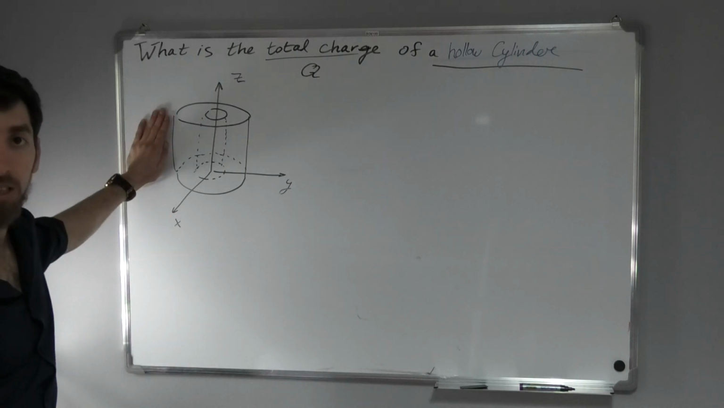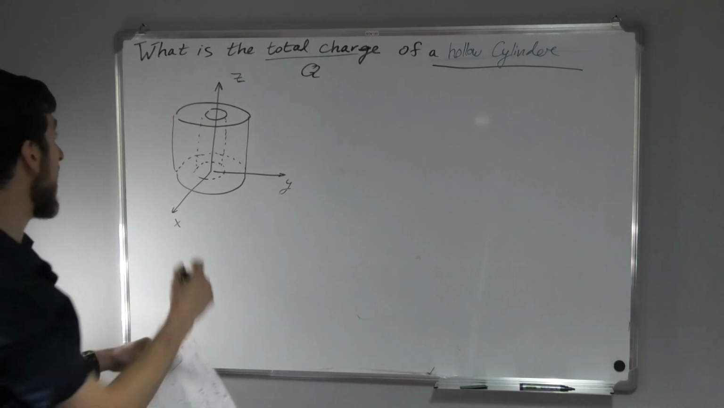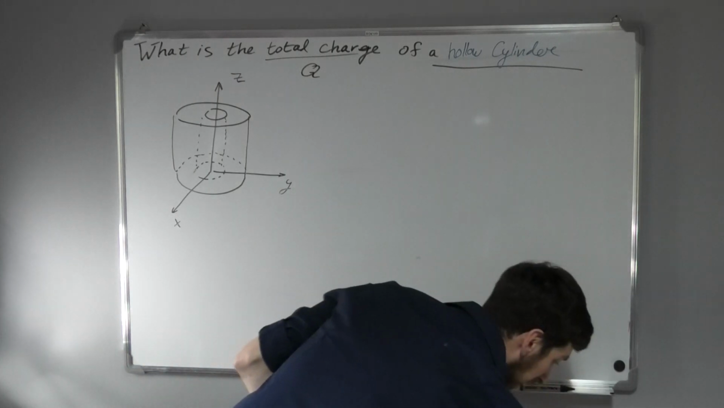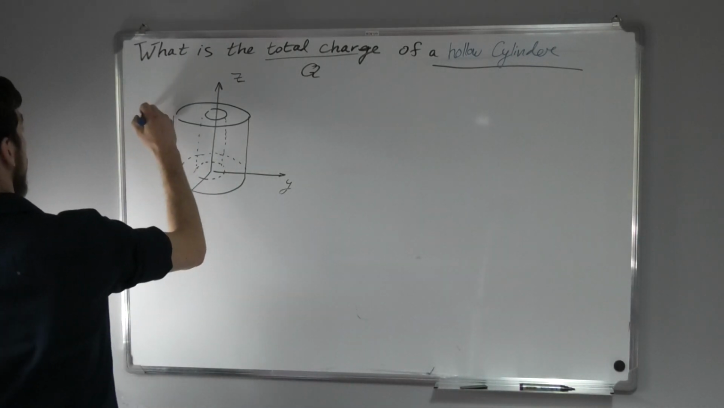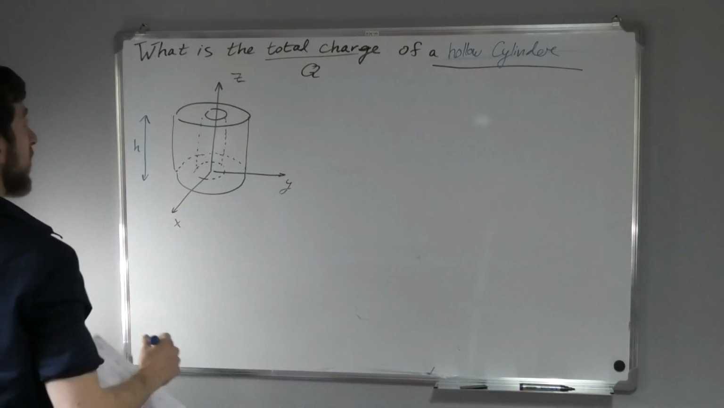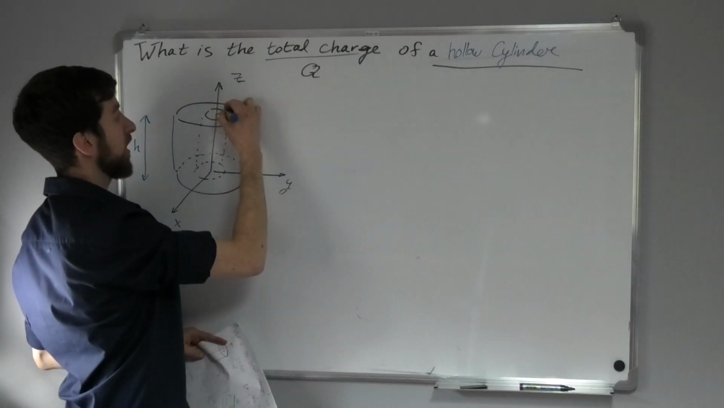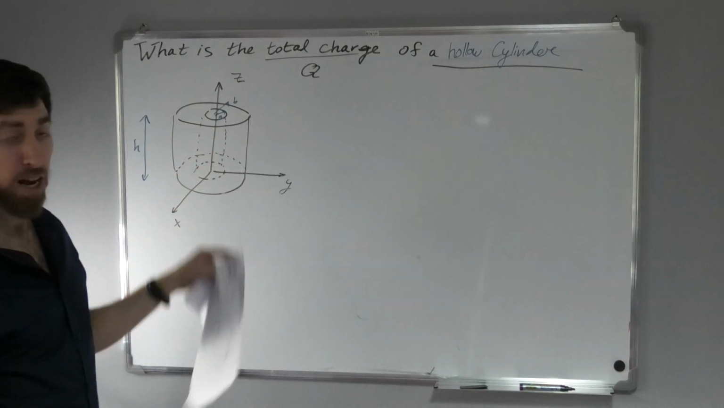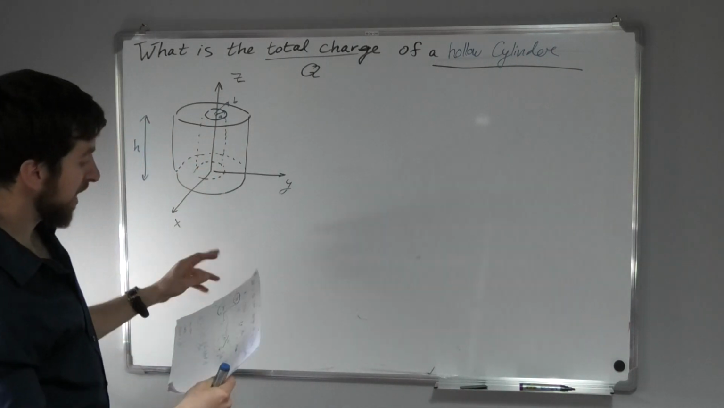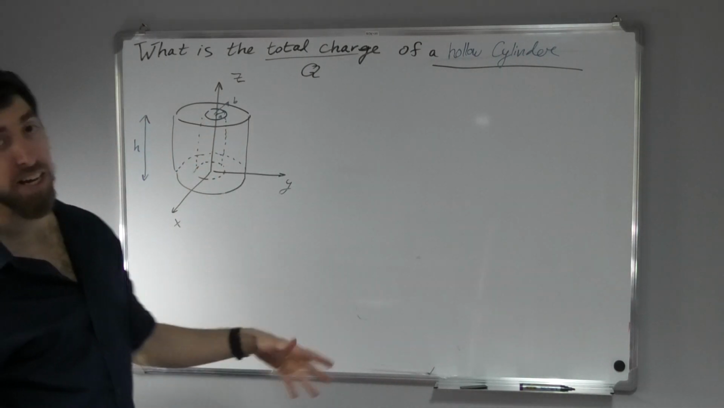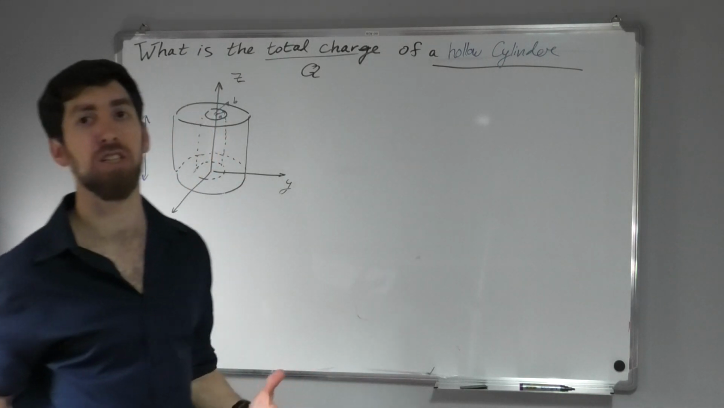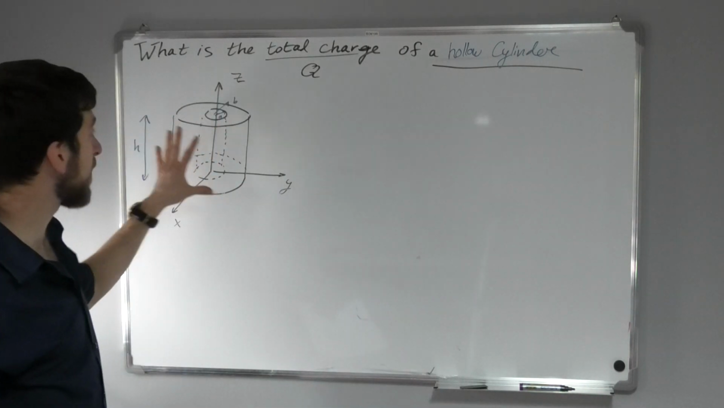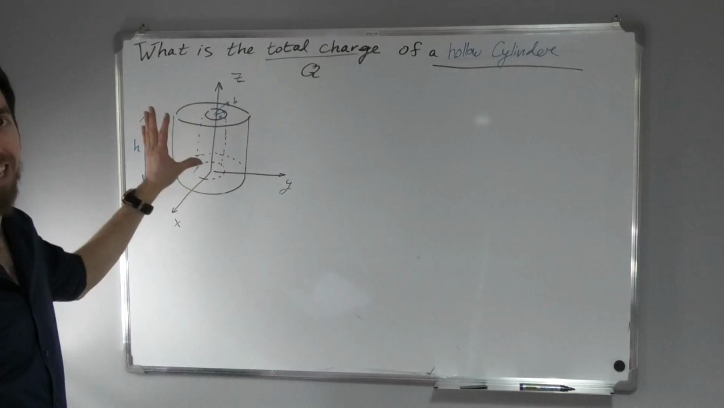So this is my cylinder, and my cylinder has some height. Let's say the height is H, the radius of the hole is A, and the total radius is B, like in the previous question. And I also have the charge distribution, the charge density, that someone put inside this cylinder.